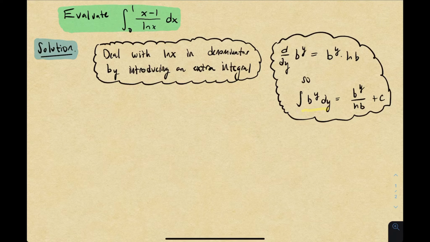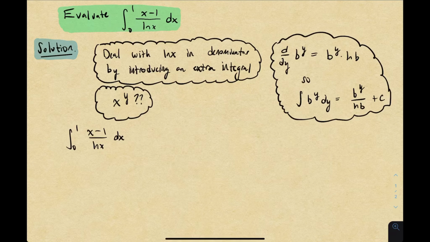Here I integrate an exponential with base b, and I get a logarithm of b in the denominator. In this integral here, we have a logarithm of x. So maybe we want to consider integrating something of the form x to the y. And that's the basis of the trick that I'm about to do. In the original integral that we care about, I'm going to latch on to this numerator first. x minus 1, motivated by this right here, I can rewrite as x to the y, evaluated at y equals 1 and y equals 0.